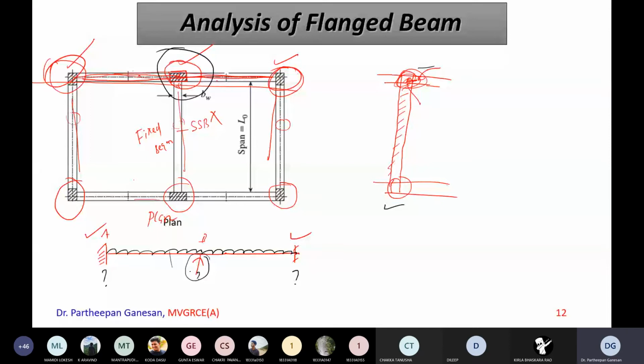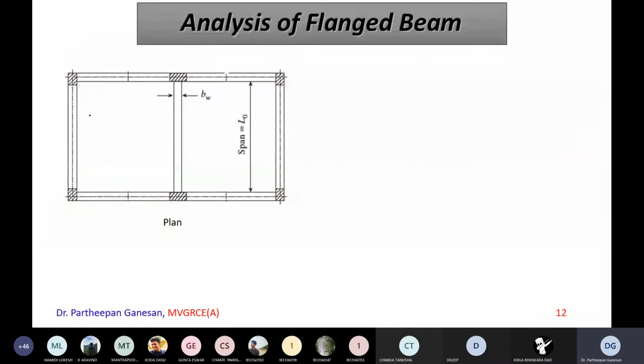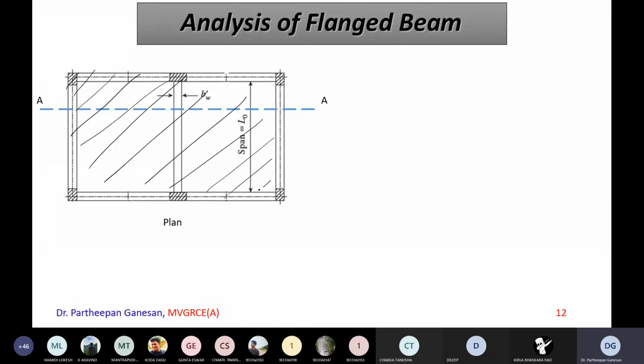Okay, fine. So now, as I discussed yesterday, if you take a section along this line, remember, your slab will be put on top of this like this. The slab will be covered, and the slab and beams are cast together.